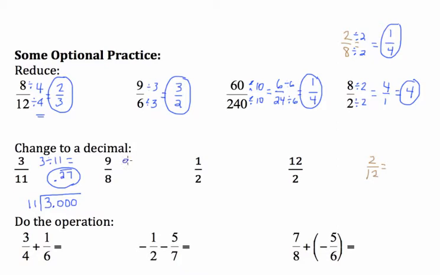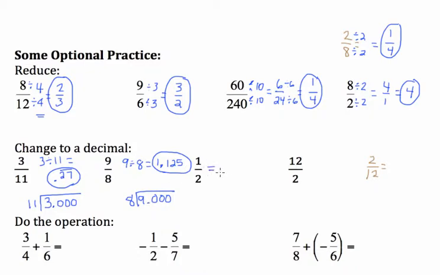9/8. On a calculator, 9 divided by 8. You get 1.125, 1 1/8. Again, notice since it's an improper fraction, our answer is larger than 1. Again, if you wanted to do this by hand, the 9 is the number that's being divided, so that's the number that will go under the house. 9 divided by 8.